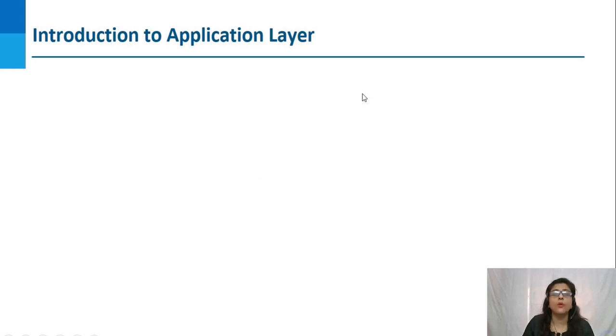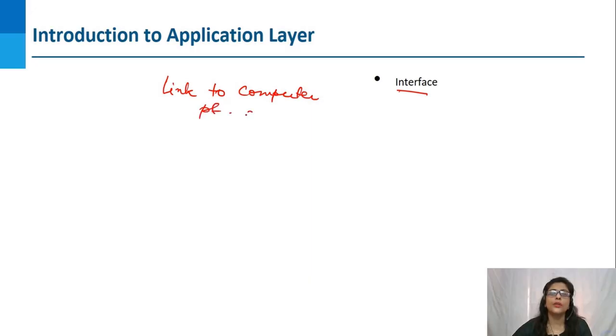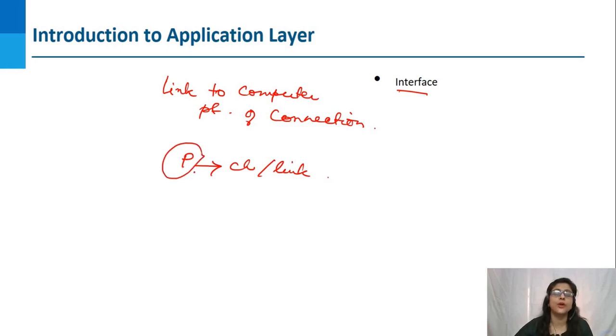Now, there are certain points to be discussed in connection with the application layer. First of all, the interface. What is the meaning of interface? Interface means the point of connection. Basically, the physical layer gets connected to the channel or the link. So the interface is the point of connection from the physical layer to the channel or the link. But when we talk about application layer, this interface basically means the point of connection between the application layer and the transport layer of the TCP/IP protocol suite.